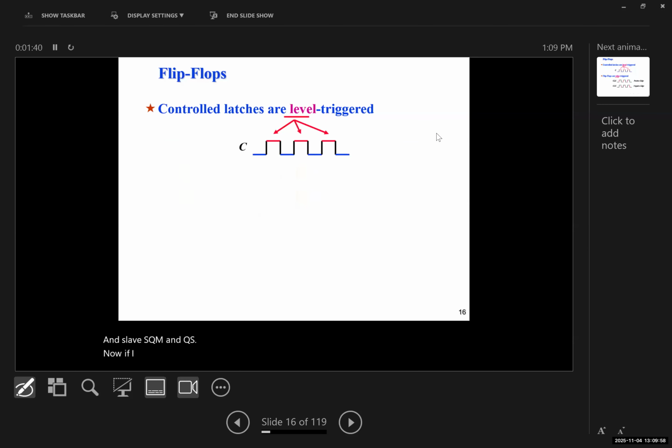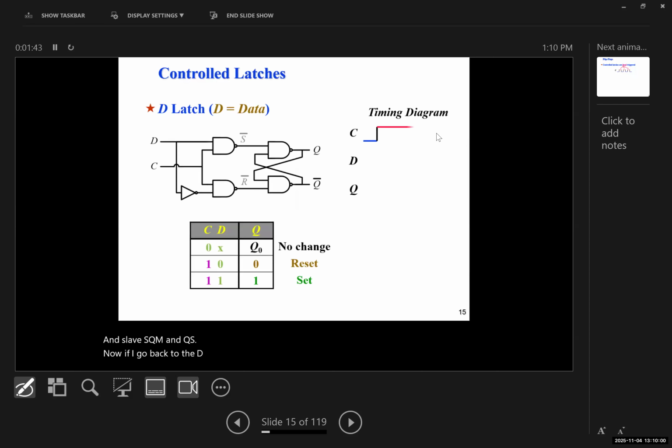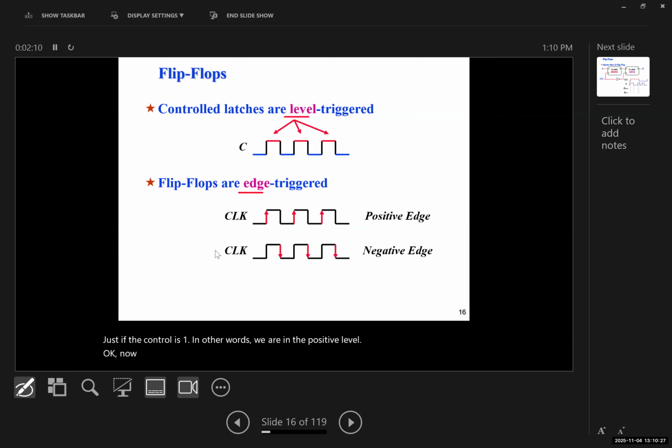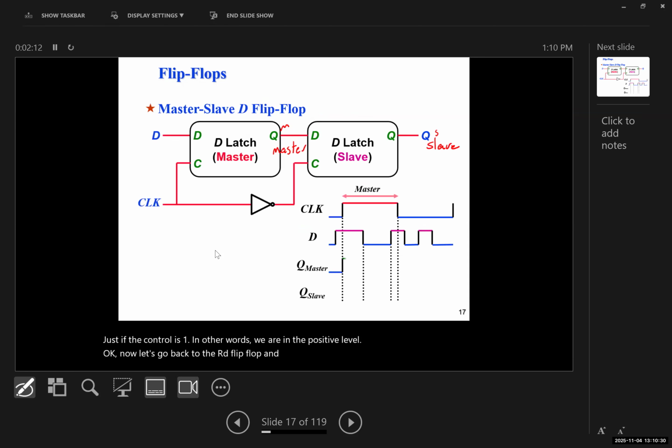Now, if I go back to the D latch, in a D latch, if D is 0, the output would be what? 0. If D is 1, the output would be what? 1. But it becomes 1 or 0 only if the control is 1. In other words, we are in the positive level. Okay. Now let's go back to the flip-flop and see how we can solve it.